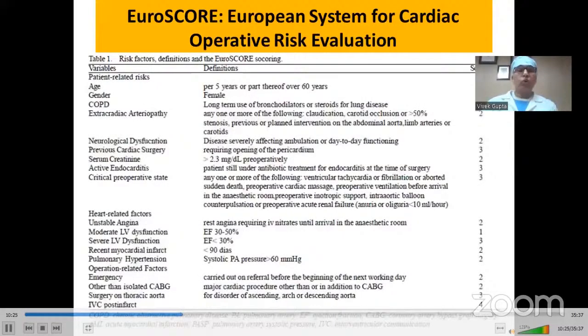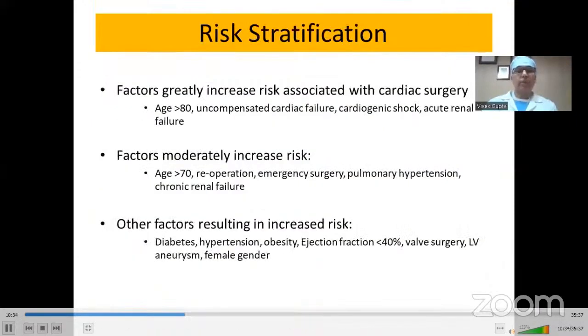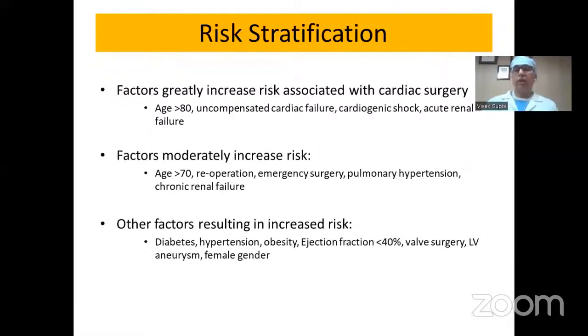The EuroSCORE 2 also uses several parameters and variables, and accordingly the risk calculation for morbidity and mortality can be done. Whatever the risk stratification method being used, the most common factors associated with higher risk are age above 80, decompensated heart failure, cardiogenic shock, or acute kidney injury.